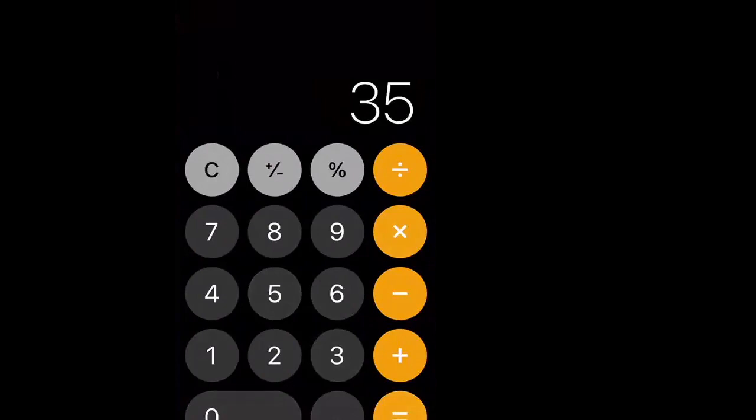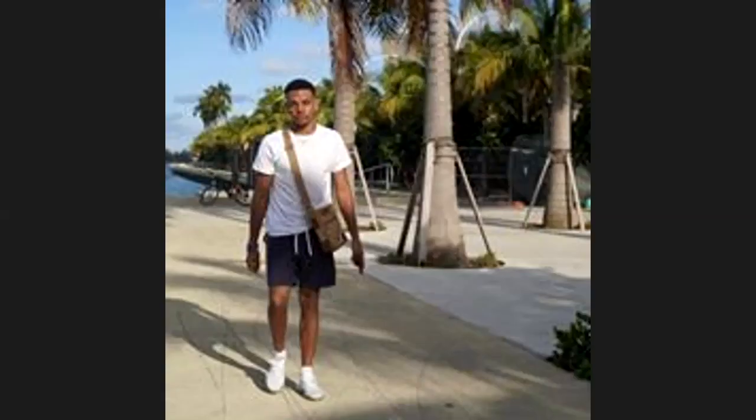So this call is about to end, you guys. Hopefully you guys got some value. Hopefully you guys understand how to go ahead and use MetaTrader 4.